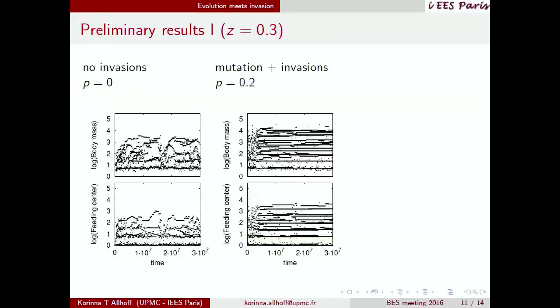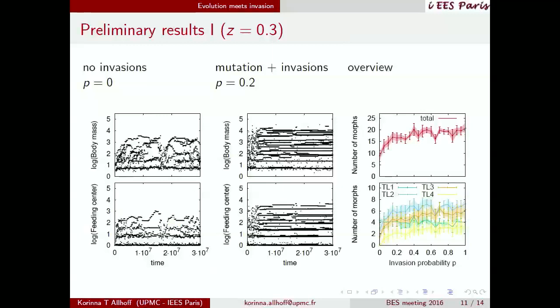It seems like the niche space is more densely packed. And that makes sense. If you imagine there's an empty niche and you want to evolve into that niche with tiny mutation steps, that takes a while. Maybe by the time you get there, the niche doesn't even exist anymore. But as an invader, you can just jump right into that. So it's easy to fill up that space. And that's what we see when we look at the invasion probability. We get bigger networks, and it's especially this, you probably don't see this yellow line. It's supposed to be for the top trophic level, the 4th trophic level. You see it's especially the higher trophic levels that benefit from that.